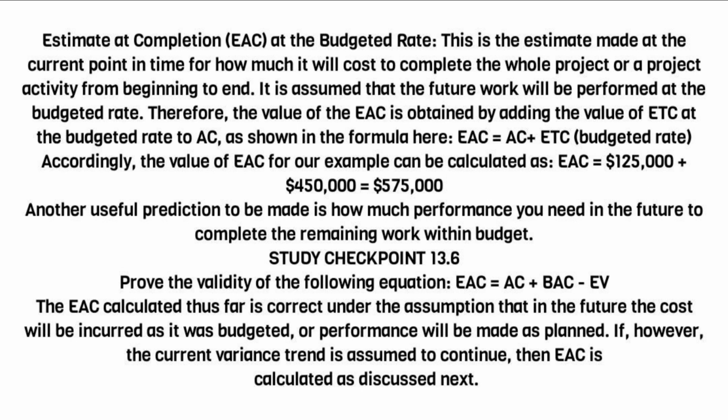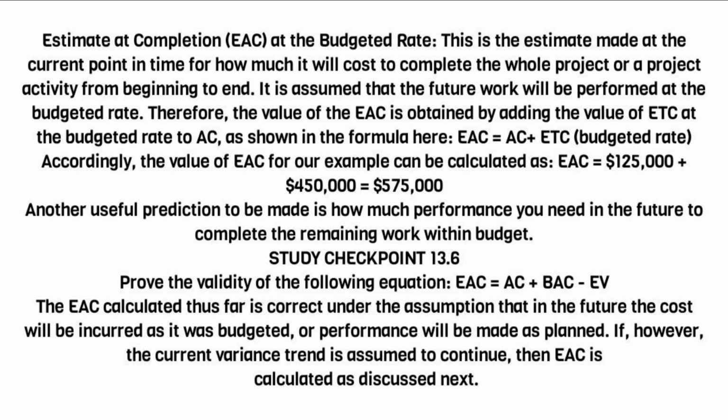Estimate at completion, EAC, at the budgeted rate. This is the estimate made at the current point in time for how much it will cost to complete the whole project or a project activity from beginning to end. It is assumed that the future work will be performed at the budgeted rate. Therefore, the value of the EAC is obtained by adding the value of ETC at the budgeted rate to AC, as shown in the formula here: EAC equals AC plus ETC at the budgeted rate.